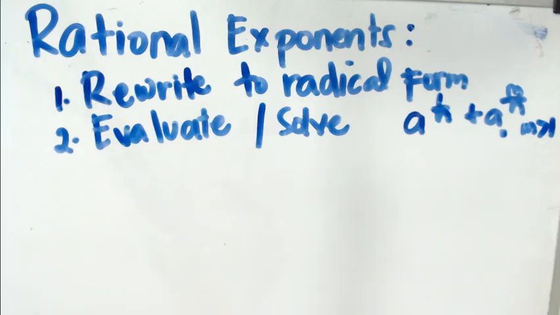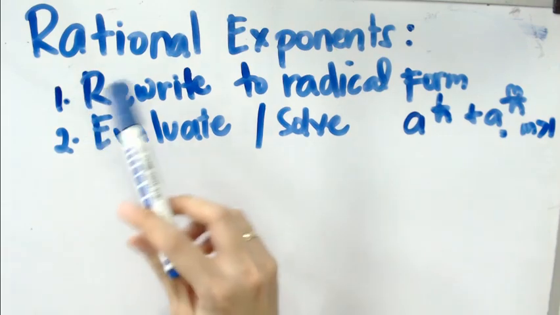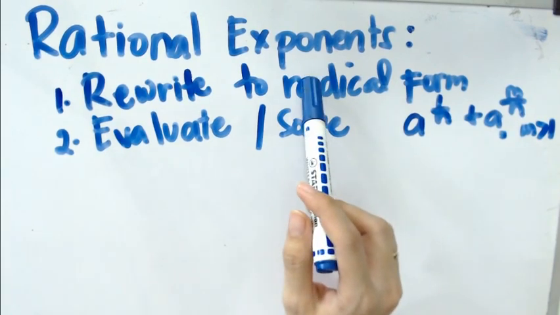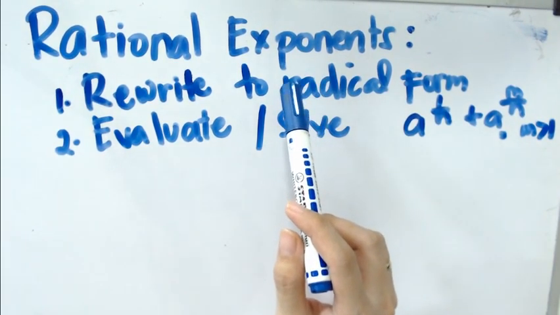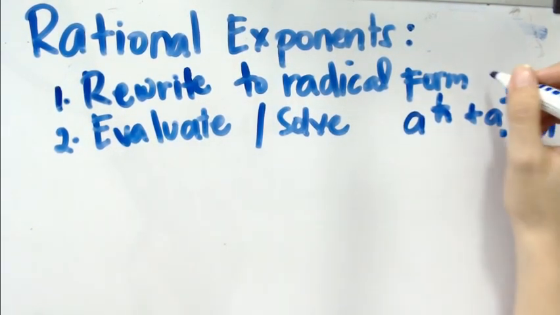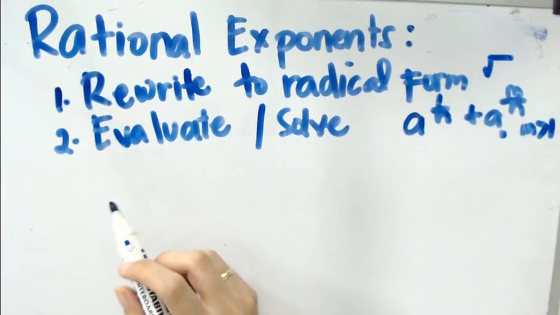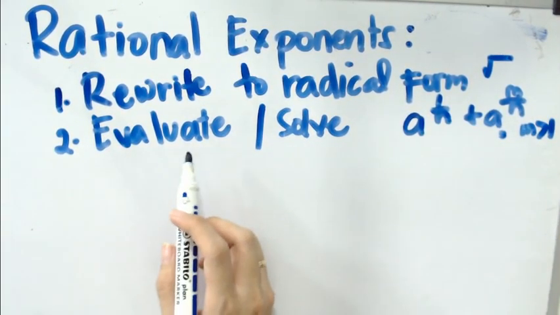Welcome to Math Dali. In this video, we're going to talk about rational exponents. When we say rational numbers, these are numbers that are expressed in fraction form. So for us to be able to solve a rational exponent, we first rewrite it to radical form. When we say radical form, these are numbers with the radical sign. And then second, we're going to evaluate or solve.